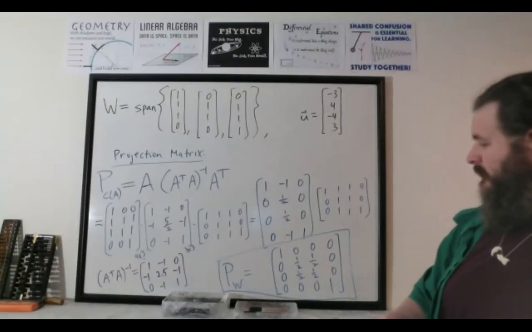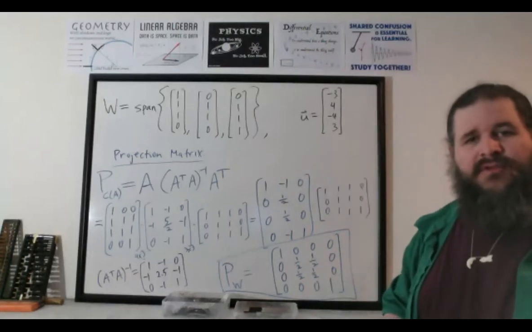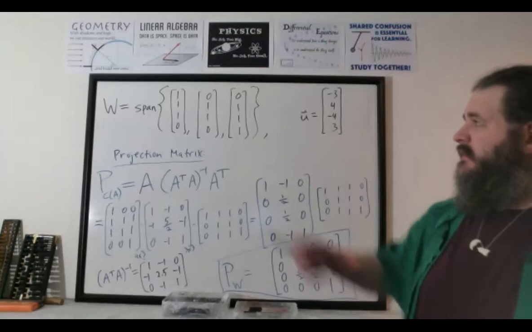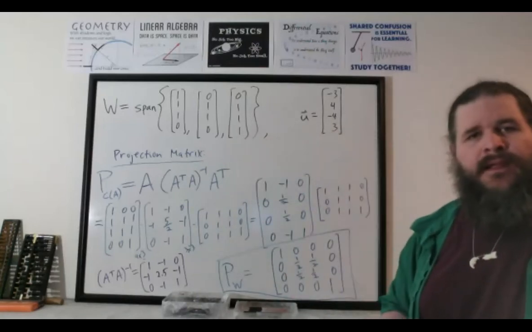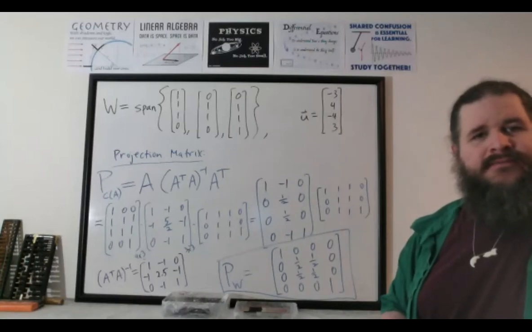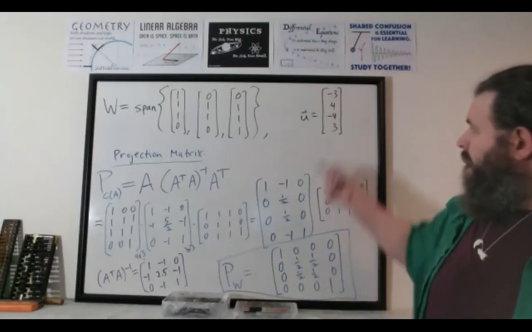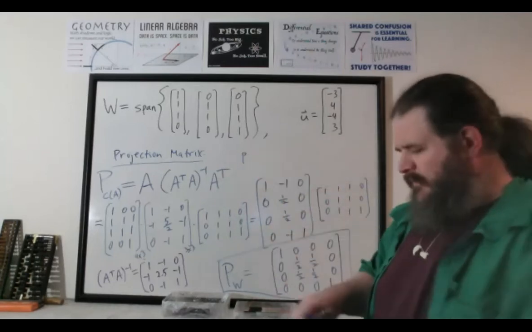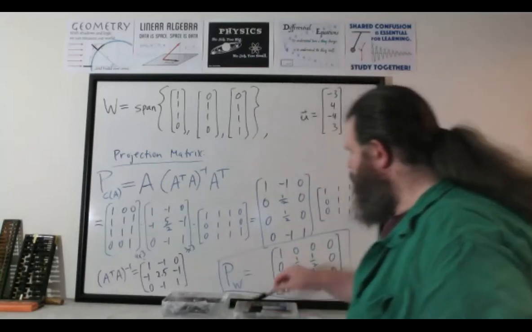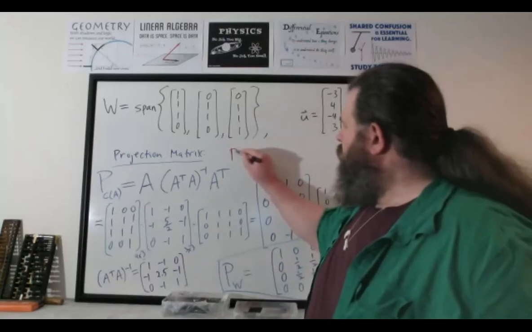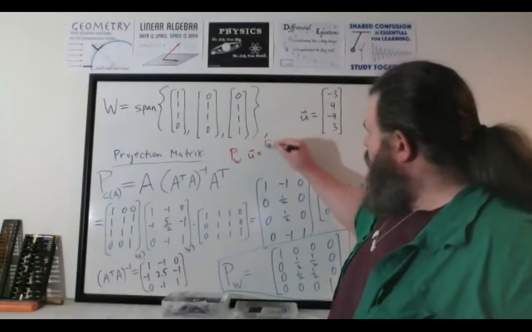So we should be able to now multiply this matrix times any vector we want. And the result will be a new vector in a subspace W that's as close as possible to that vector. Any questions on that so far? So this matrix times this vector, switch to a different color. PW times U is this matrix.